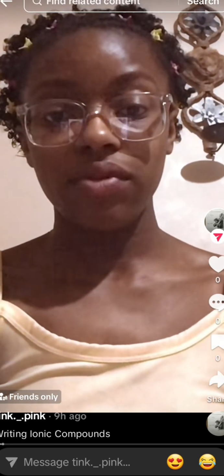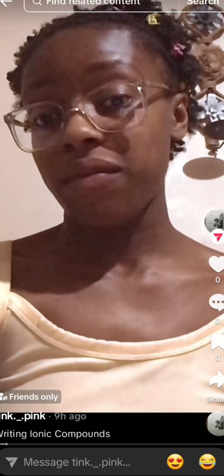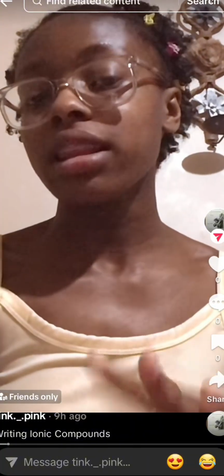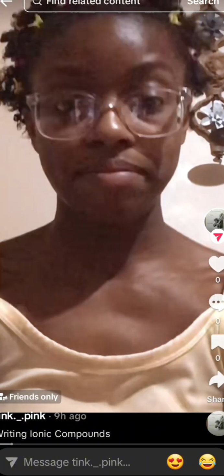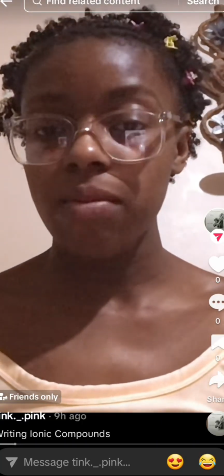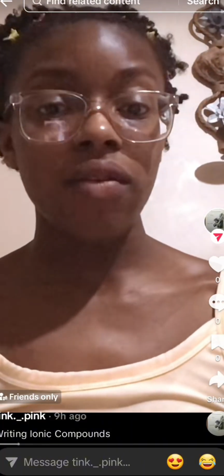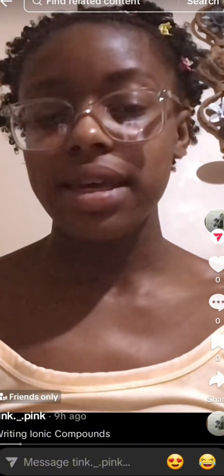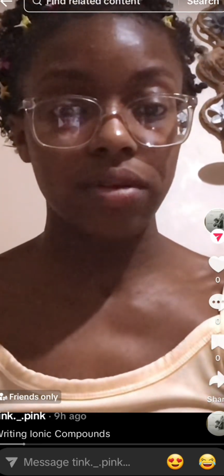Going to be talking about how to write ionic compounds. Now, in the previous video, we talked about how to write covalent compounds, but for ionic compounds, it's slightly more complex, but we will get through this. And I want to give you a heads up. Writing out the compound is pretty simple, but solving them and balancing them out is slightly more difficult than what you would do for a covalent compound.